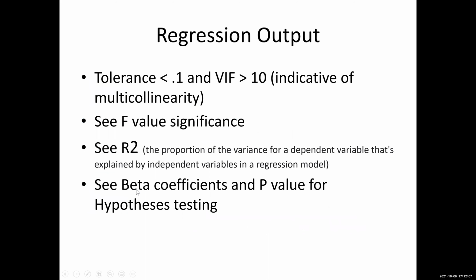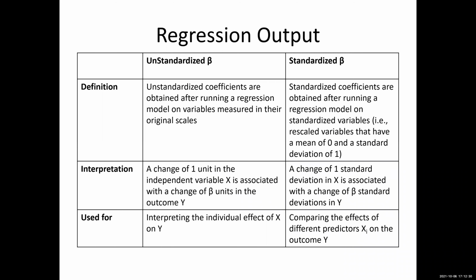So after looking at the R-square value, we look at the beta coefficients. You remember that in correlation, we use the symbol R. R we use for correlations, and beta we use for regression coefficients. Now, regression SPSS gives you 2 types of beta values. One is the standardized and the other one is the unstandardized. Now, the unstandardized coefficients, you obtain those based on the original measurement scales of the variables.